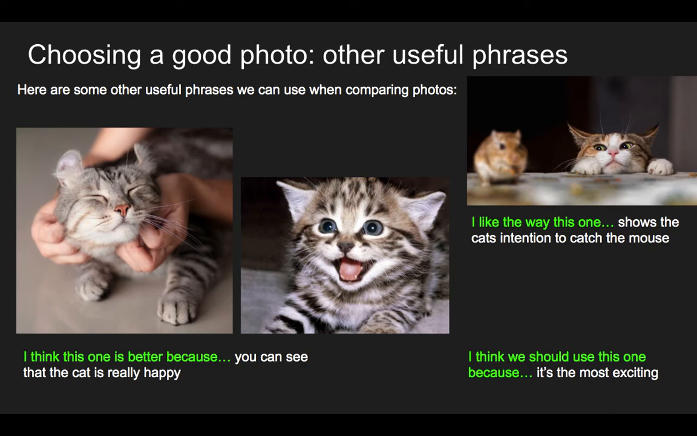So remember, when you're choosing a photo, talk about quality, the light, the quality of the image, the size, the framing, perspective. So the quality, the feeling and the emotion that it gives you. And also these other phrases about what the picture shows, what it depicts. So does it show the cat happy? Does it show the cat's plan to catch the mouse? Also the story that the photo tells. So these are things to consider when you're choosing a photo.